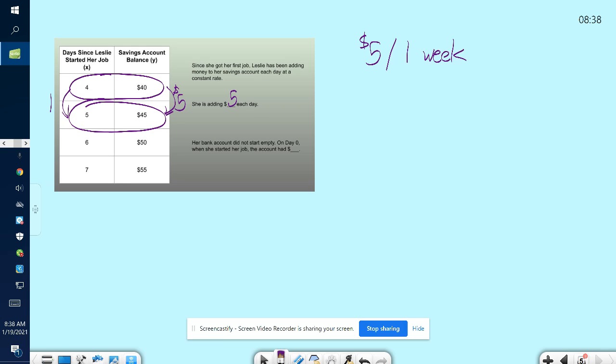But her bank account did not start empty. Let's look at this bottom row here. If after 7 days she's added $5 a day, she should have $35 in her bank account. But no, she actually has 55. So she must have started with $20 in her bank account, right?